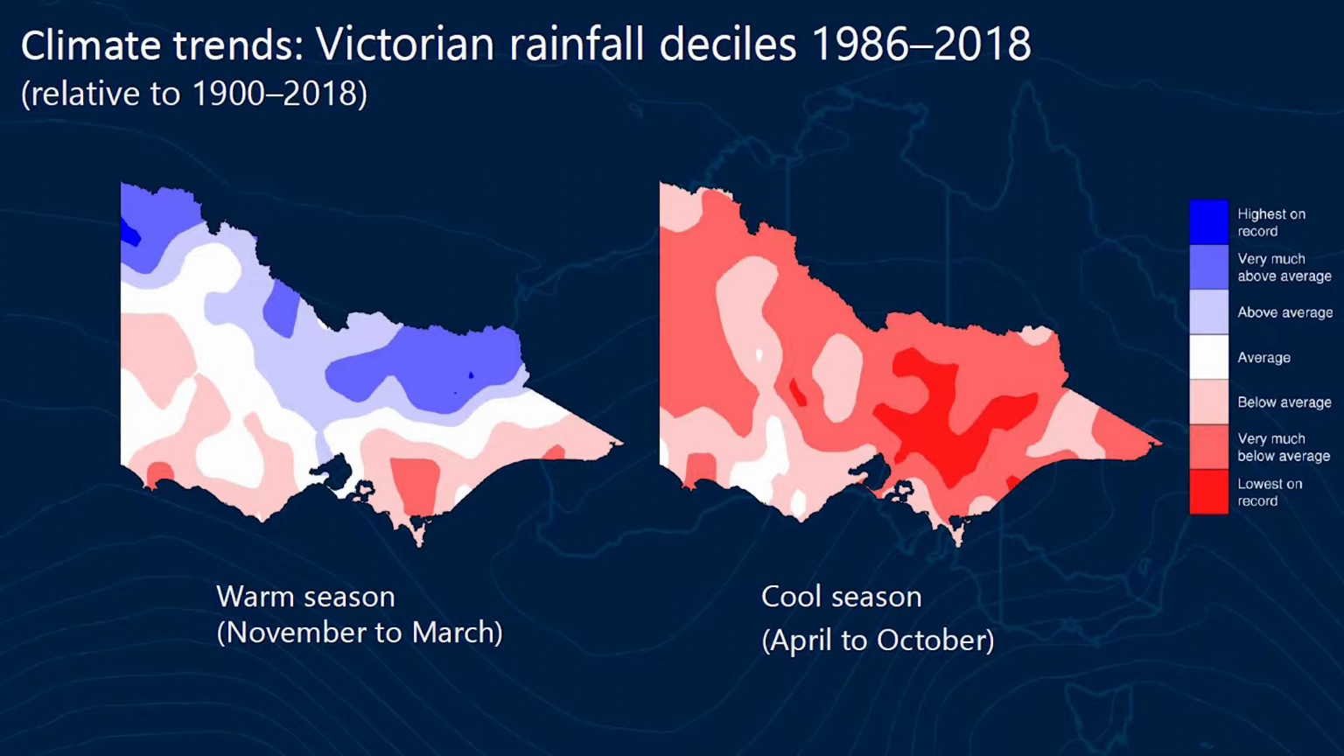So for that long period, 1900 to now, in that last 30-year period, you can see the cool season rainfall is pretty much well below average. There's a fairly strong signal throughout Victoria. So at the end of that 100-year period, we're trending downwards.